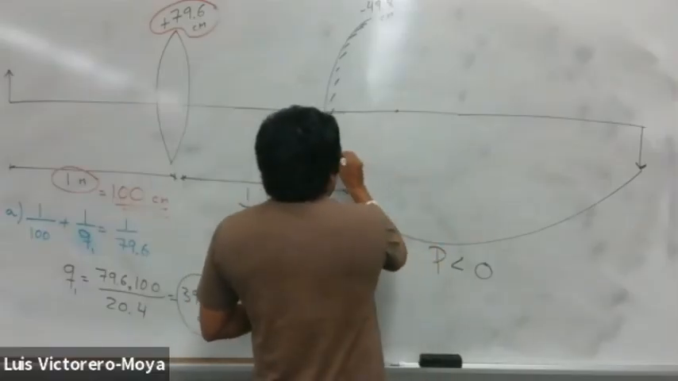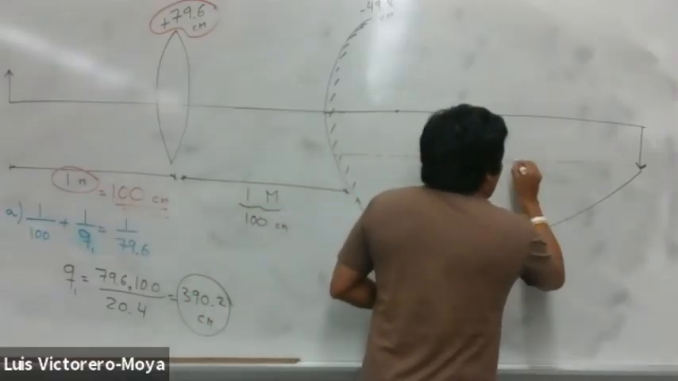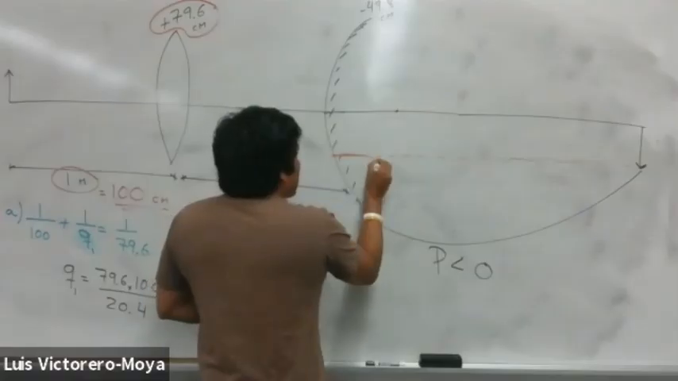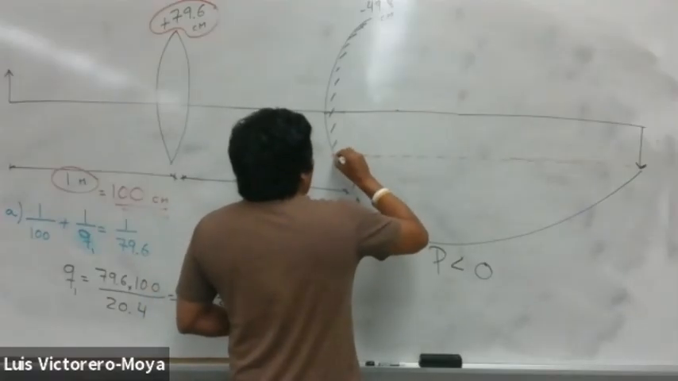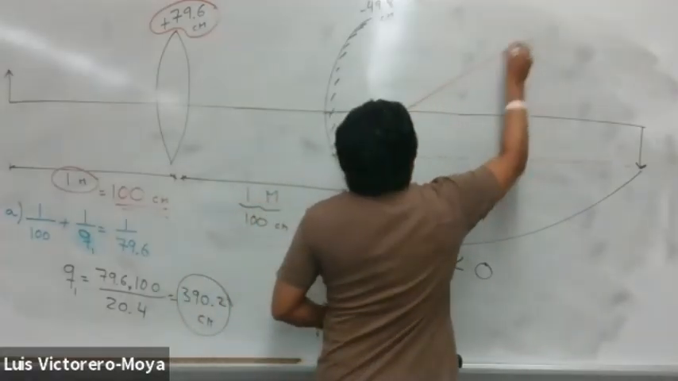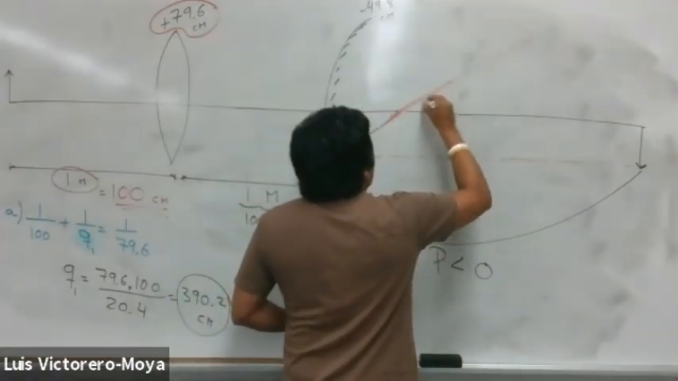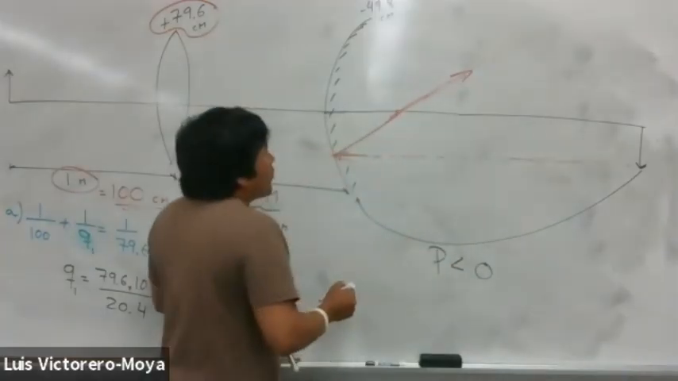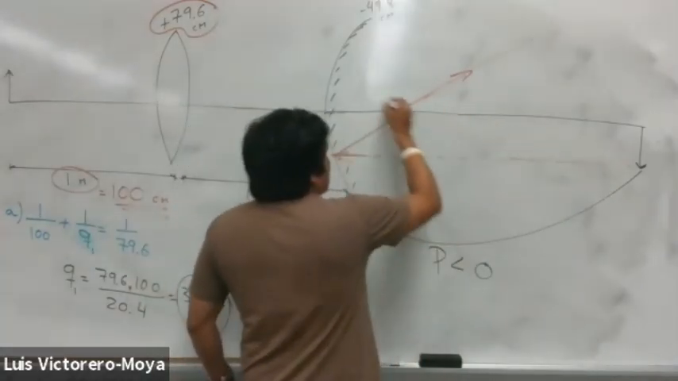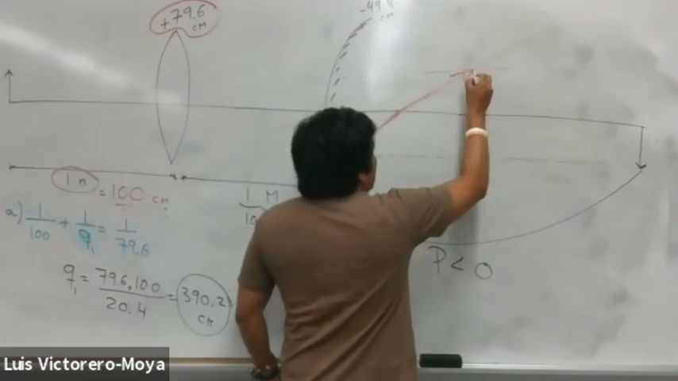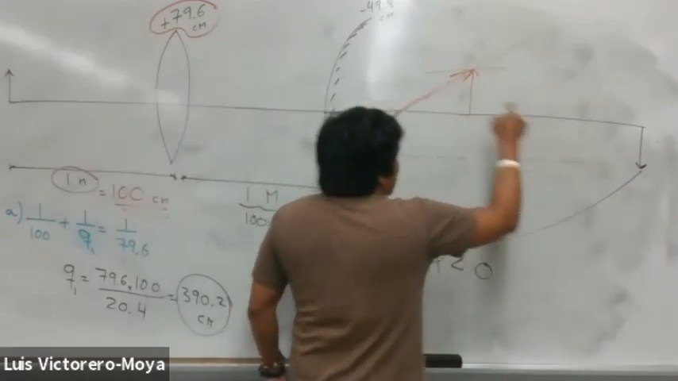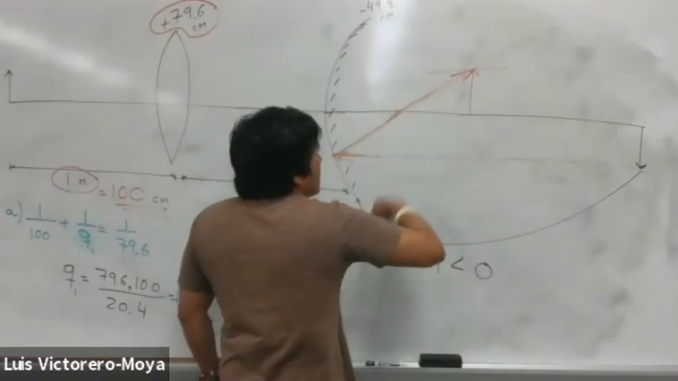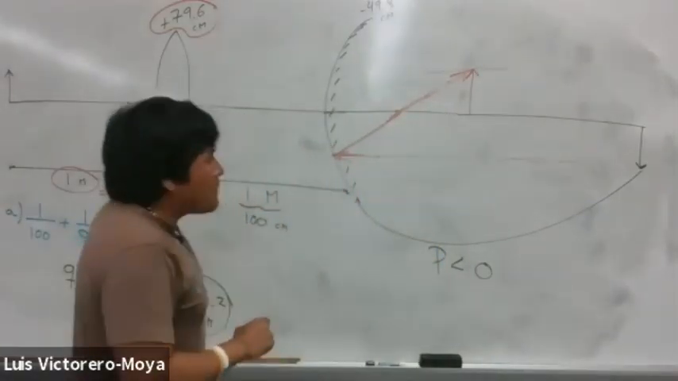It's gonna be like that, and the focal length is there. It's gonna go like this, so it's sort of like your concave mirror. And it's gonna go here. So that is the image of this object due to the mirror. But that's an image behind the mirror.